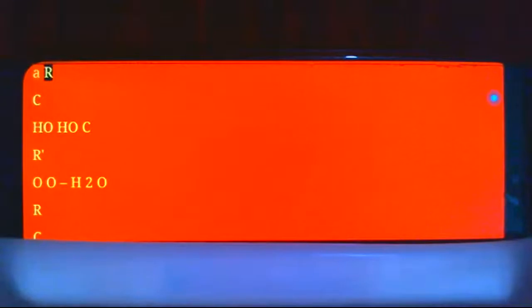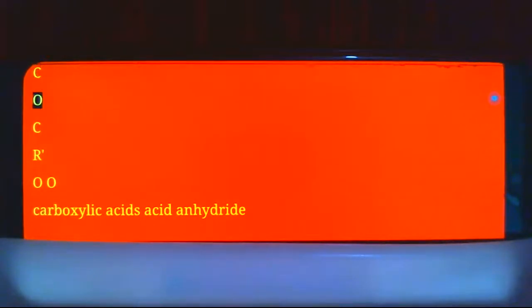8. Ar. C. COHO C. R. O H2O. R. C. O. C. R. O. Carboxylic acids, acid anhydride.